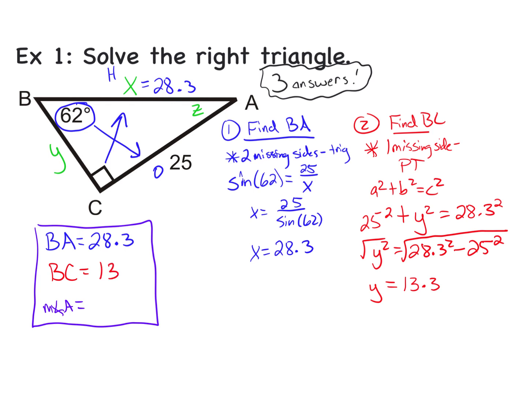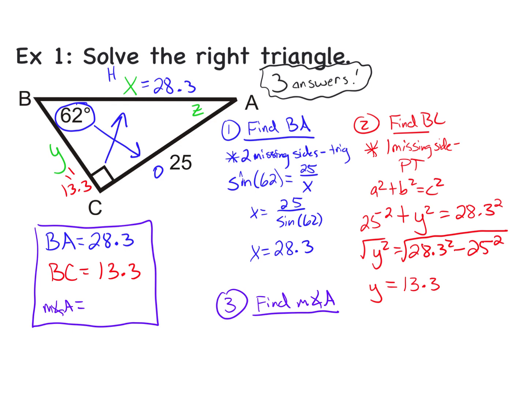So there's BC, 13.3. And like I said, if you like to fill out the triangle, that's fine. You can fill it out. 13.3. Last step, number 3, is we need to find the measure of angle A.